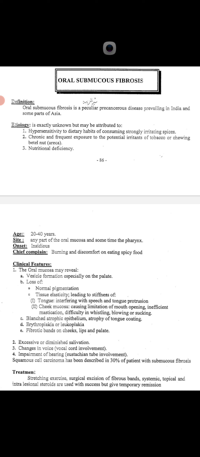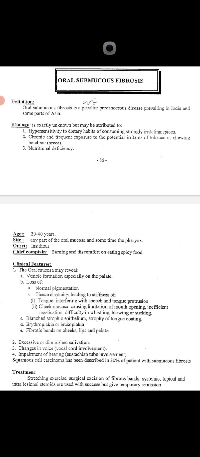Now, first we start with the definition of oral submucous fibrosis. Oral submucous fibrosis is a peculiar precancerous disease. Peculiar means it is separate from others. Why? Due to its high malignant potential, and it mostly occurs in India and some parts of Asia.